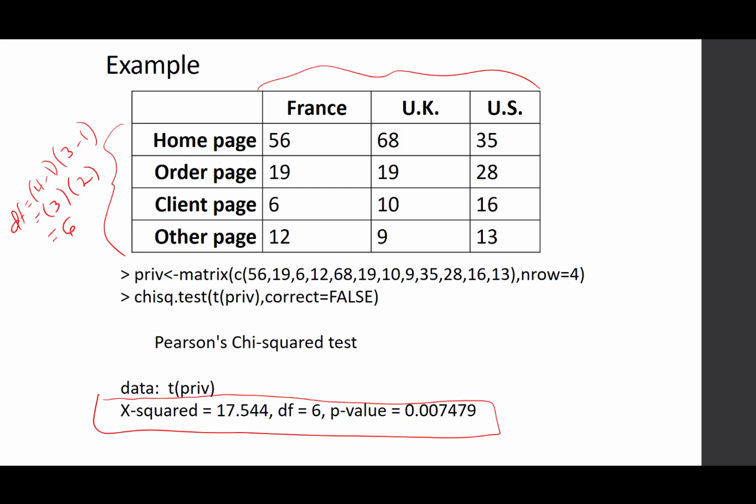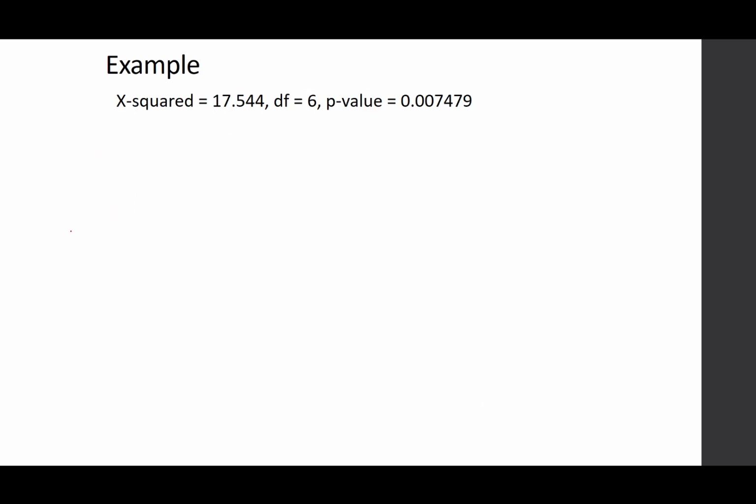And then it calculated the p-value for us, which is just the right tail probability, the probability of being past 17.544 in the chi-squared distribution with 6 degrees of freedom. It came out to be 0.007479. All right, so let's do our chi-squared test with this output. So the alpha level is going to be 0.05. The hypotheses are the association hypotheses.